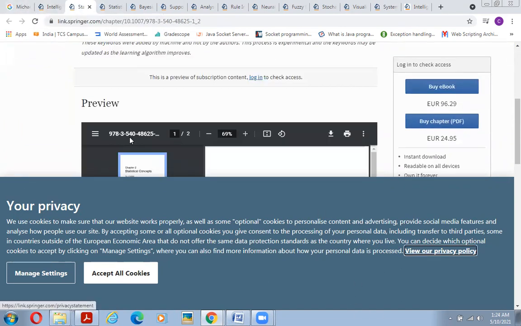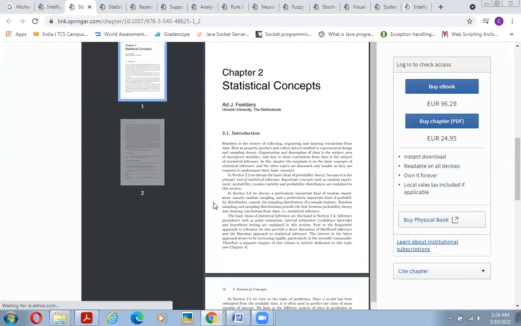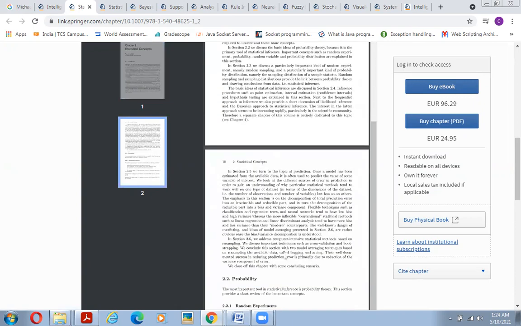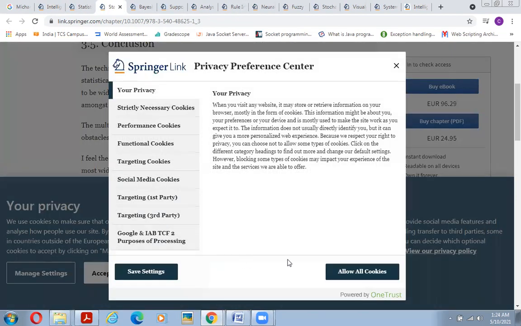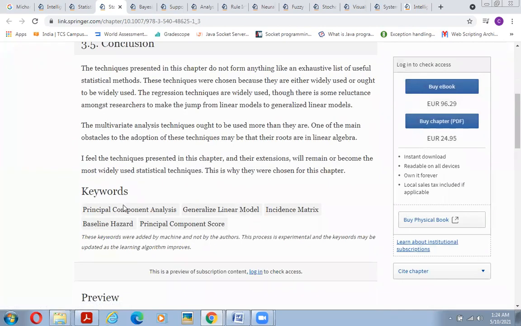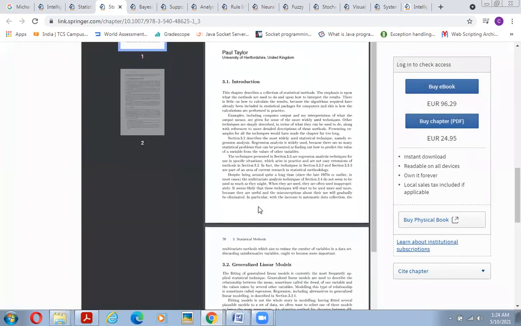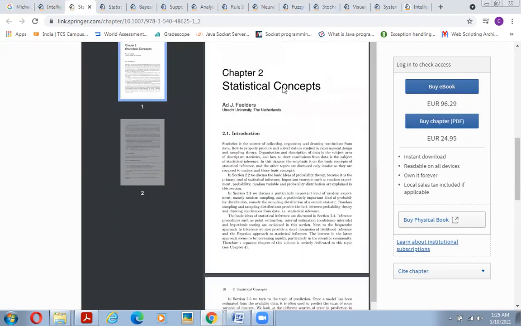So in the statistical concepts, we have these two introductions: what statistics is all about, what probability is, and how random experiments have to be taken care of. In the statistical methods, we have very different methods and an introduction to them. We have a two-page introduction, and usually book writers don't give much access. You can also buy the physical book.